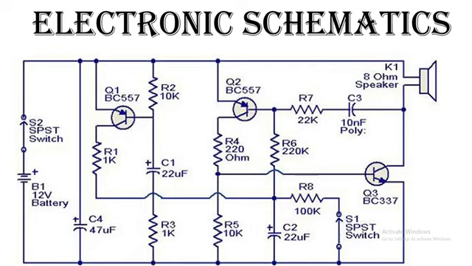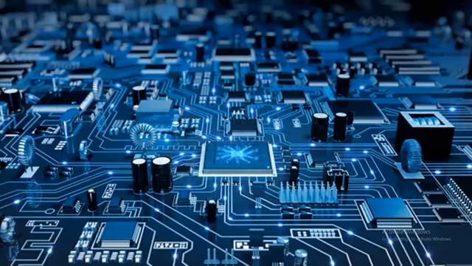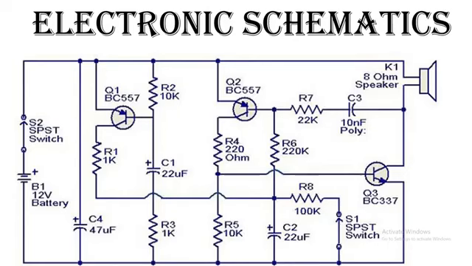How to read an electronic schematic and how to understand electronic schematics. Friend, if you want to make electronics projects or electronic circuits, you first need to understand the electronic circuit diagram, which is called an electronic schematic. With the help of electronic schematics, you are able to make an electronic circuit. The electronic schematic or electronics diagram is a combination of the symbols of electronic components.